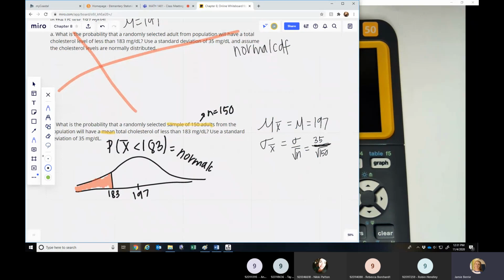Normal CDF goes lower limit, upper limit, mean, standard deviation. Lower limit here would be way out here at negative infinity, so it's negative 10 to the 99. Upper limit would be 183. Mean over here is 197. Sorry if you're having to crank your neck to read this. And then standard deviation is 35 over the square root of 150, the square root of this sample size.